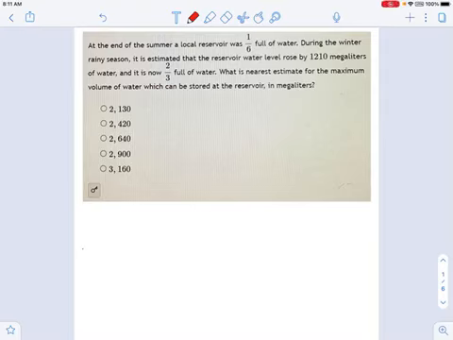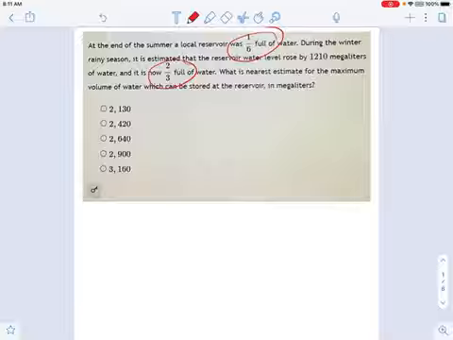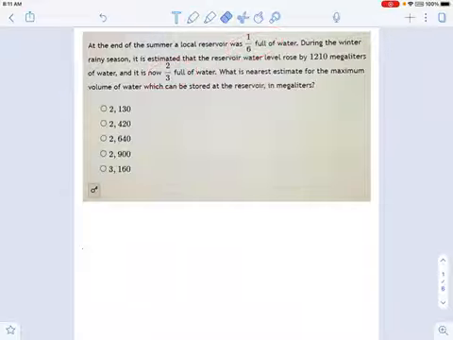We have here a reservoir that starts 1/6 full of water, and then during the rainy season, it fills up more from either rain or runoff from the mountains or whatever, and now it's 2/3 full of water. And in this problem, I want to know what's the nearest estimate for how much water volume could be stored at the reservoir maximum. Like if it's overflowing the brim, how much water do we have in it?